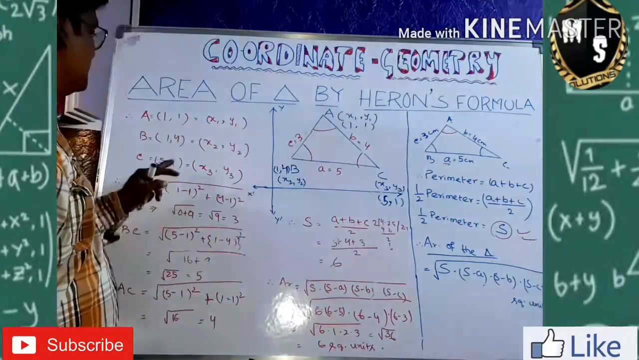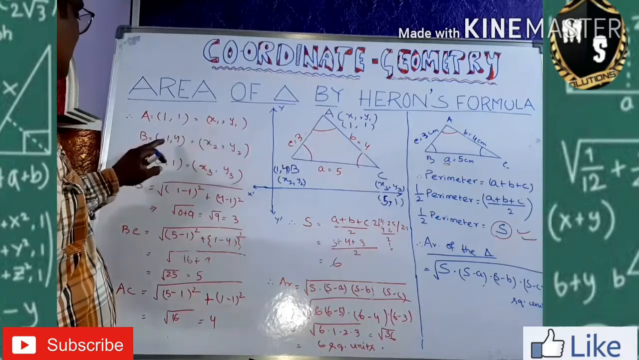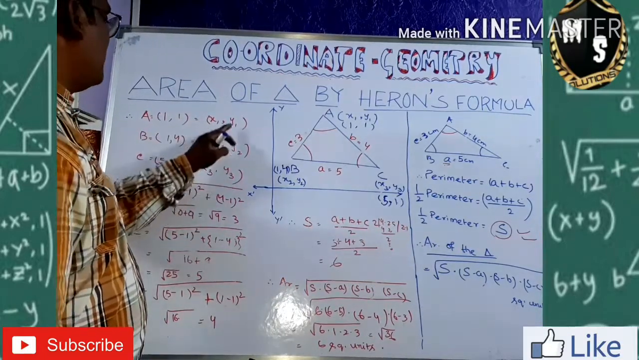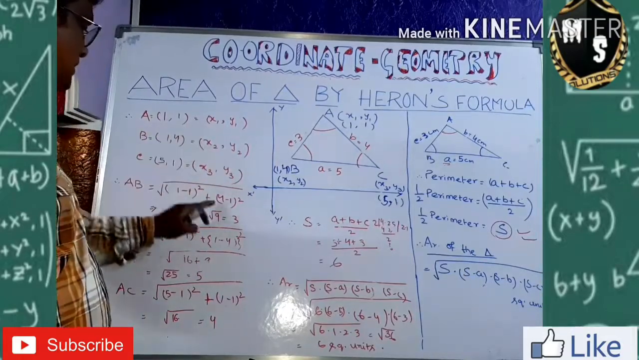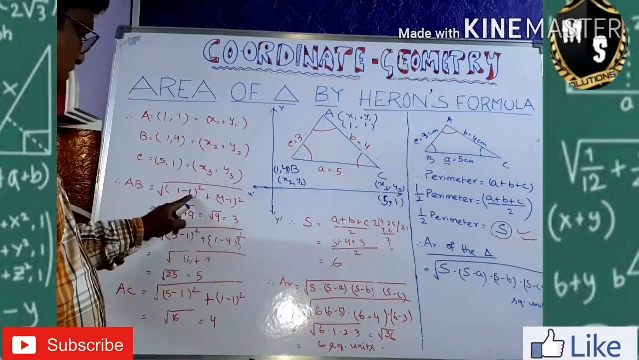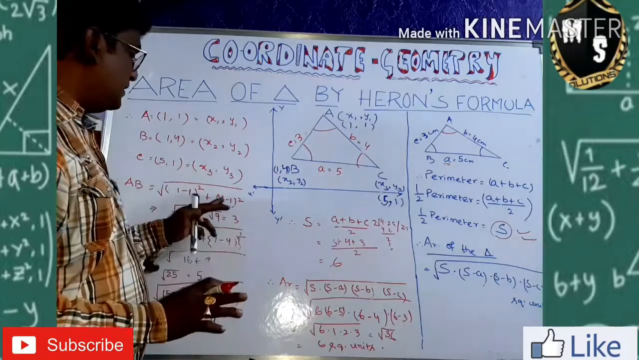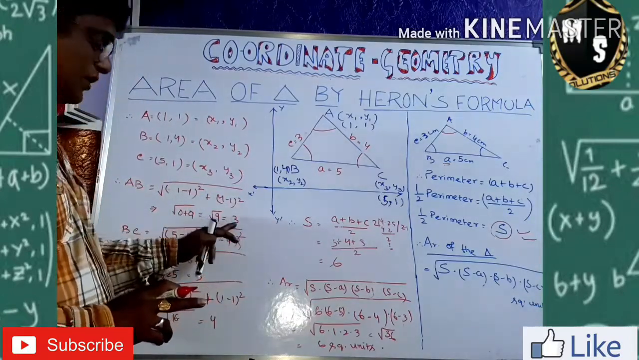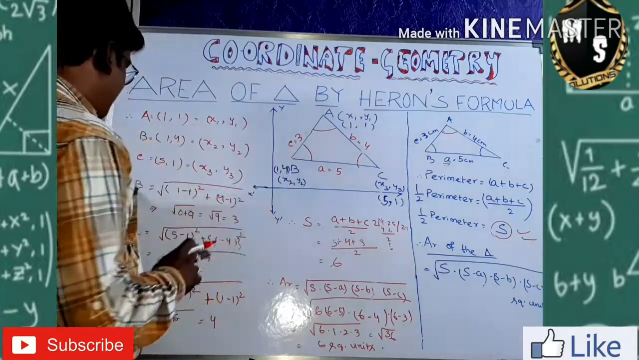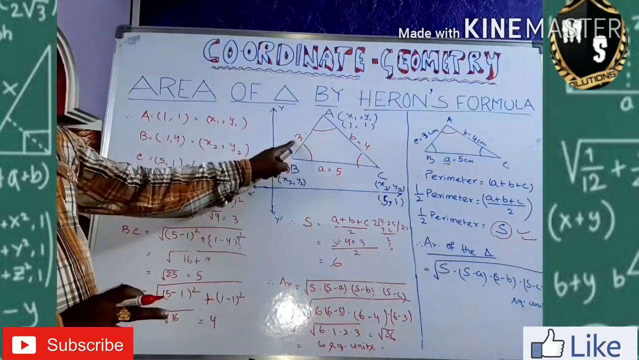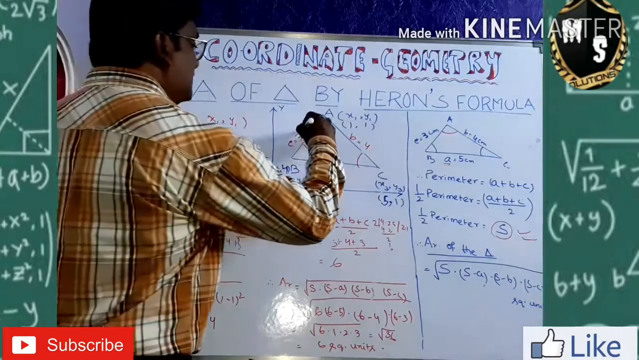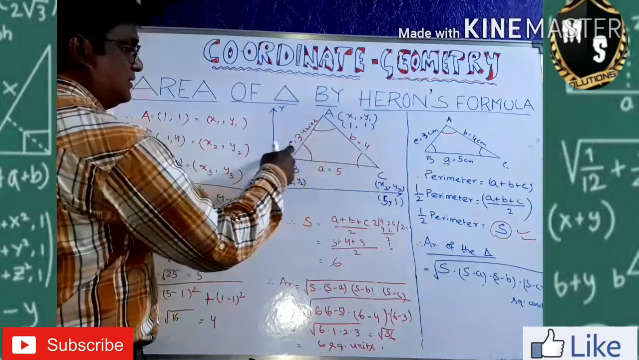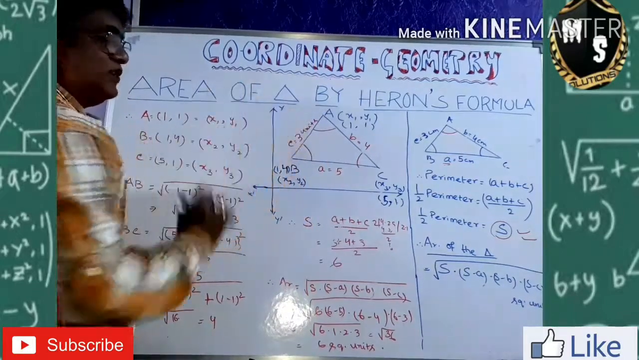Here it is put. See, x2 minus x1, that means 1 minus 1 whole square plus y2 minus y1, that means 4 minus 1 whole square. Now 1 minus 1 is 0, so no need to square. Then 4 minus 1 is 3, square 9. 0 plus 9, 9. Square root of 9, 3. So we got our AB side as 3 units. AB side means the small c, angle C opposite. That means AB. Small c we got 3 units.